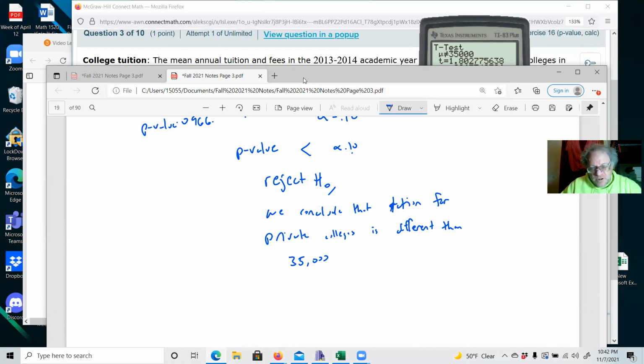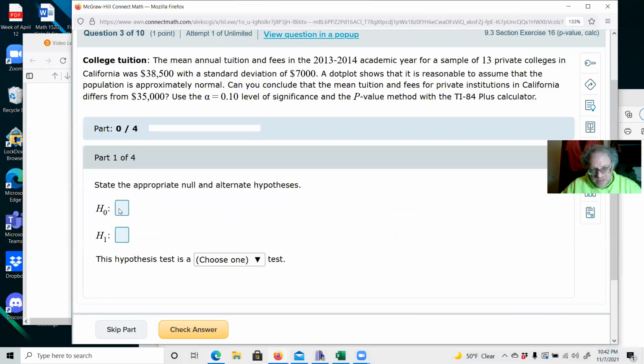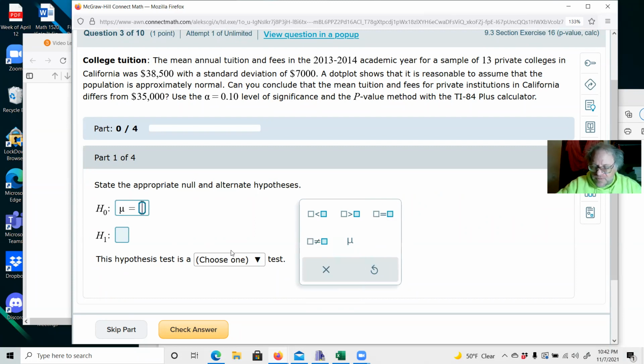So let's go back and look at all of this. This is mu is equal to 35,000. This one is mu is not equal to 35,000. And notice we didn't do anything. We didn't change what the p-value was. We didn't multiply by 2. We didn't do any of that. The calculator takes care of it.